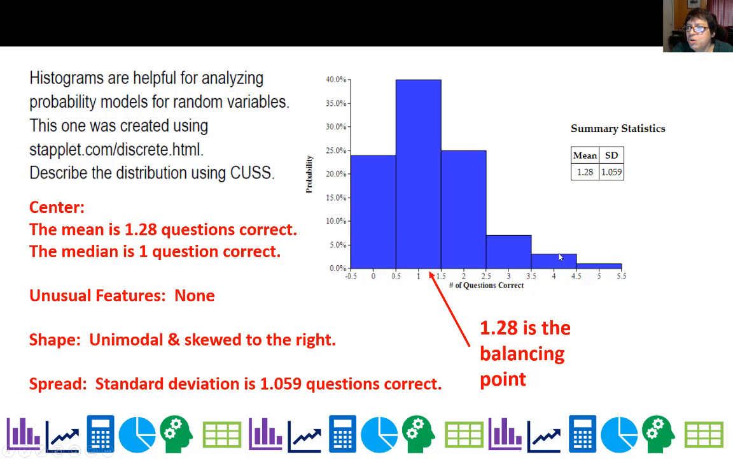The unusual features, not really anything super unusual, no outliers, no gaps, nothing like that. I would definitely say unimodal, just 1 peak, and definitely skewed to the right. The standard deviation, since I have it, is 1.059 questions correct. So use the standard deviation if you have it. I could do min to max. In this case, I know it's from 0 to 5. And you see how this graph sort of centers on your point. That's because it's trying to simulate continuous with these discrete numbers. So that's fine.